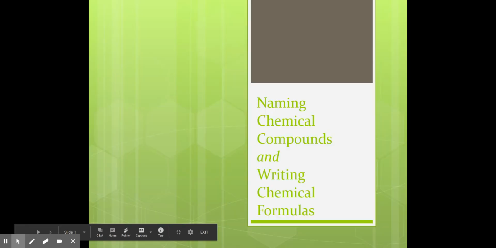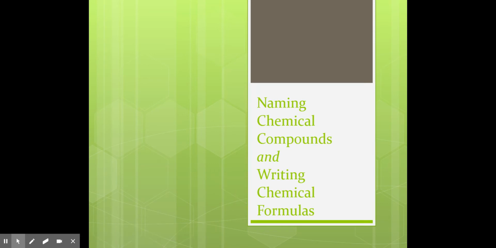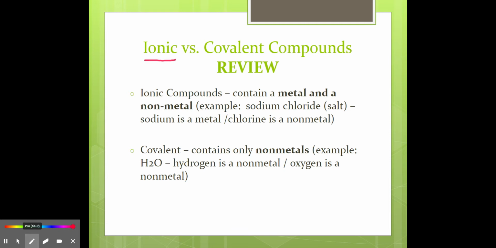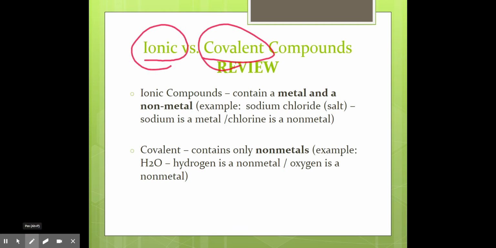We're going to do some naming of chemical compounds and some writing of chemical compound formulas. The first thing that we're going to do is talk about the difference between compounds that are ionic and covalent. Ionic is between a metal and a nonmetal. An example would be sodium chloride, which is salt. Sodium is the metal, chlorine is the nonmetal. Covalent, on the other hand, is two nonmetals or only nonmetals, because it can have more. H2O, or water, is a great example of that.